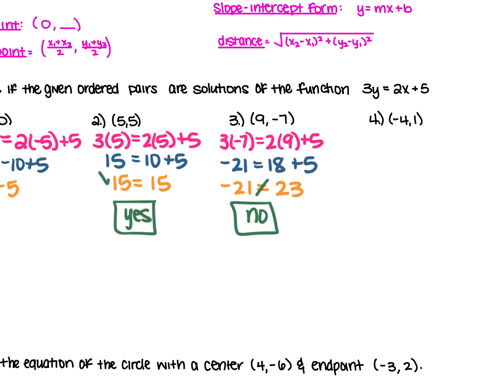And for number 4, you have negative 4, 1, so that negative 4 goes in for x, the 1 goes in for y. So you're going to have 3 times 1 is equal to 2 times negative 4 plus 5. The 3 times 1 is 3. 2 times negative 4 is negative 8. Negative 8 plus 5 is negative 3. 3 is not equal to negative 3, so that one is a no.